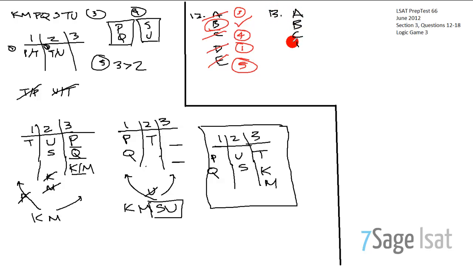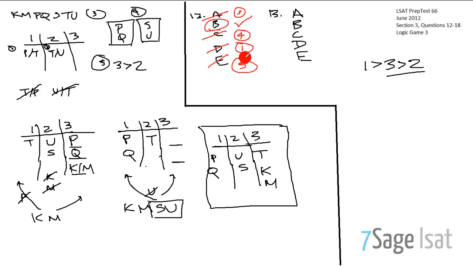Okay, let's keep moving. Number 13. Number 13 gets a little interesting because it asks us if more sales representatives work in zone 1 than zone 3, which of the following could be true. In other words, 1 has to be greater than 3, but then we also know 3 has got to be greater than 2, right? Because that was one of our original rules.